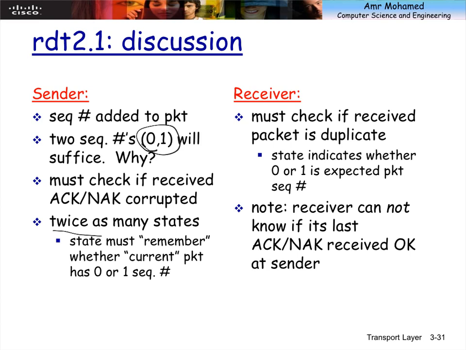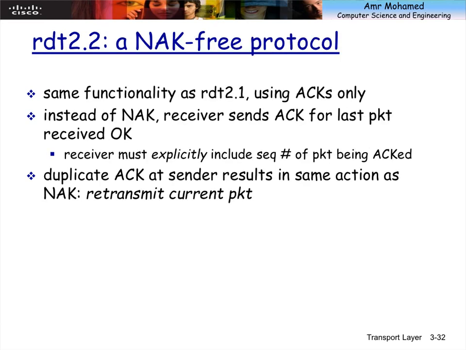Of course, with this assumption, we have twice as many states on both the sender and the receiver. At the sender, we have 4 states. At the receiver, we have 2 states. And we have handled all the events we have discussed. So now, we can get rid of the negative acknowledgement because of the fact that we have the sequence number. We can technically get rid of the negative acknowledgement.